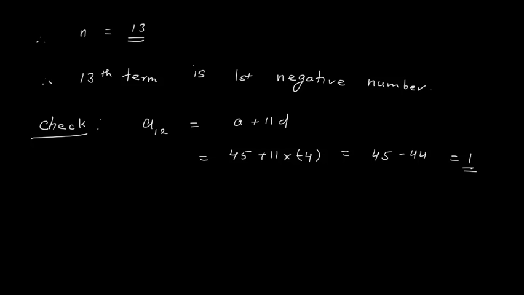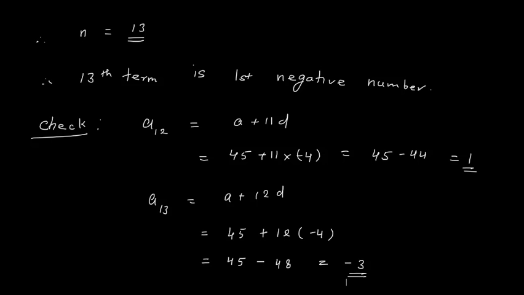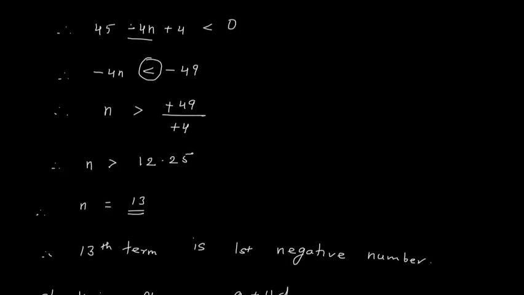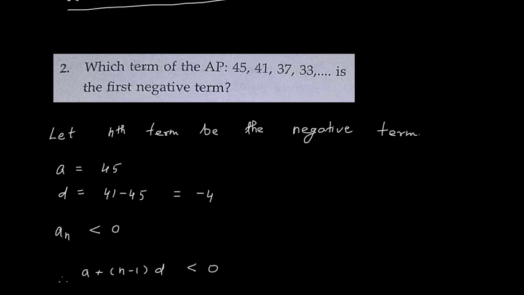Now see what is the 13th term, A13. A13 is A plus 12D. So the value of A is 45 plus 12 into value of D is minus 4. So this is 45 minus 48, and this gives you the value minus 3. So 13th term you are getting a negative number. So 13th term is your first negative term, right? Simple. Okay.